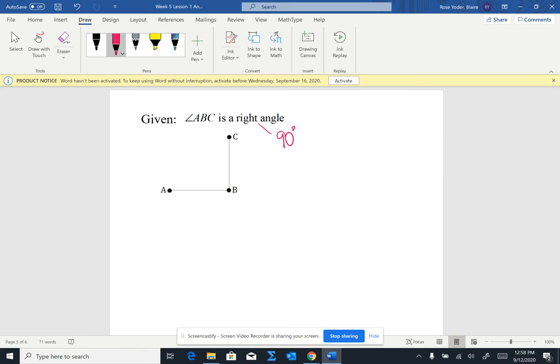So you don't just put a regular arc on it, you put a little box on it to show that it's a 90-degree angle. So the B is the middle letter. So at the B, the vertex, I'm going to make a little right angle box. And that's how you show that an angle is a right angle.